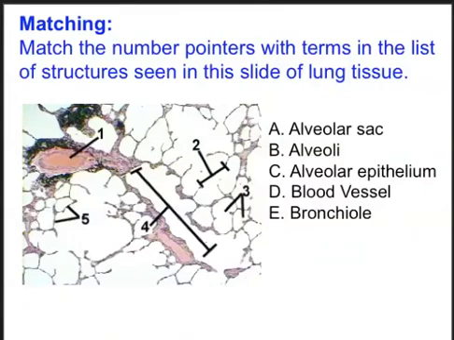Okay, moving in, we're going to do a little matching here. Arrow 1 is pointing to a blood vessel here. Arrow 2 is pointing to an alveolar sac. That's basically a cluster of alveoli. Arrow 3 is pointing to individual alveoli, the smallest air-filled chambers. Arrow 4 is pointing to, again, a respiratory bronchiole. And arrow 5 is actually pointing to the alveolar epithelium, which again is simple squamous, one layer of flattened cells with tight junctions between them.